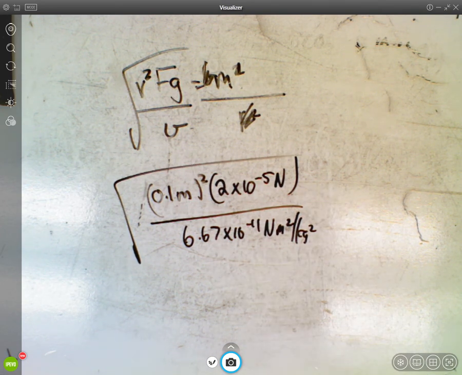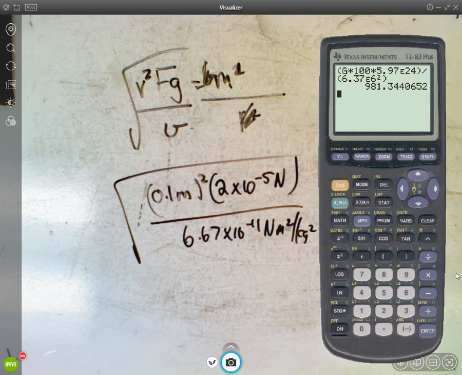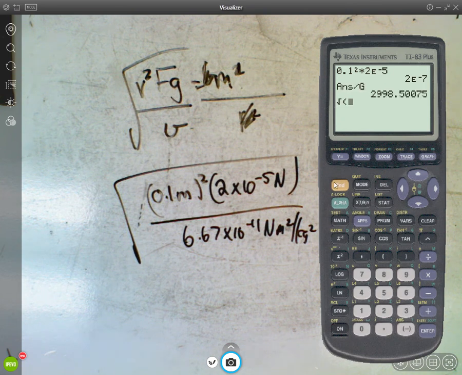So let's plug that in. 0.1 squared times 2 times 10 to the negative 5 divided by alpha g, and then we can square root it. So each mass is 55 kilograms. Okay.